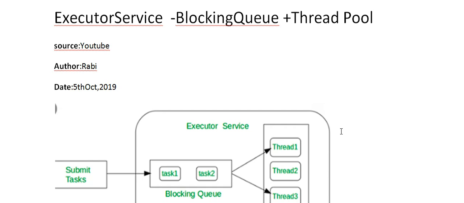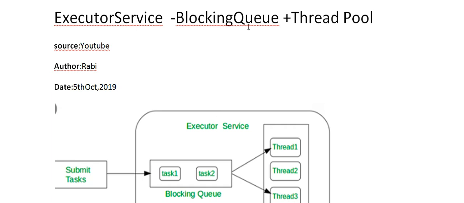Welcome friends. Today I am going to discuss the executor service, the blocking queue, and the thread pool which has been used in the executor service. Here you can see that in the executor service we have used the blocking queue and the thread pool for the number of threads. And in the blocking queue, a list of tasks can be maintained.